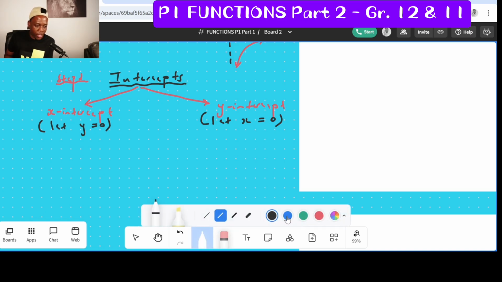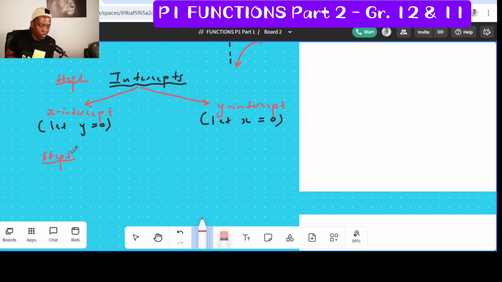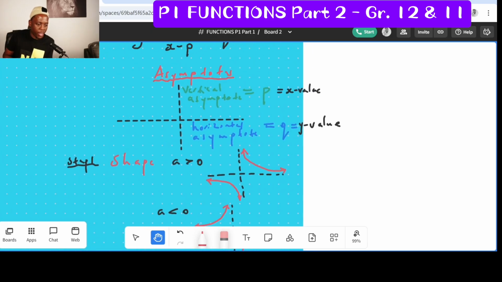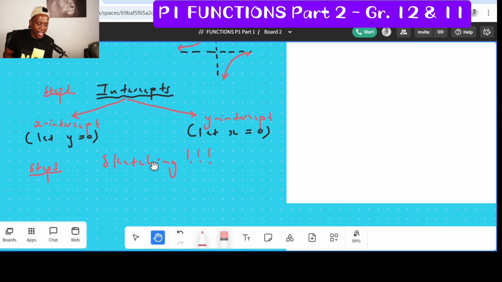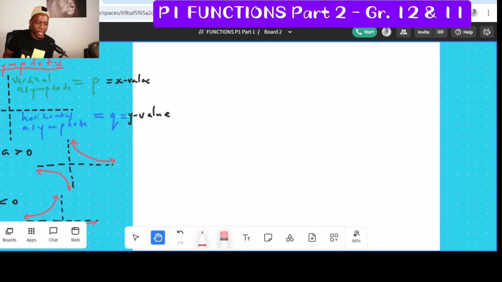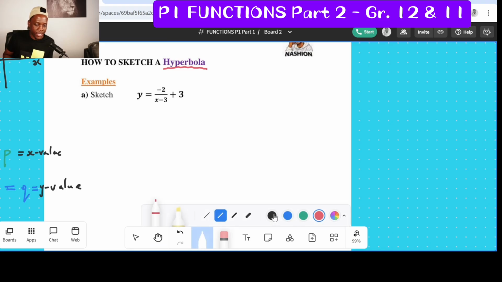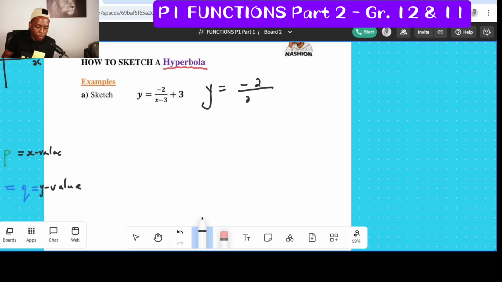After that, once we have our intercepts, we proceed to our final step, which will be sketching. That's step 3. We are just going to be sketching. So we are talking about the shape, then the intercepts with the axis, then we sketch. Let's go to our example right here. So this example, okay, let me just write it bigger. We have y is -2 over x minus 3 plus 3.